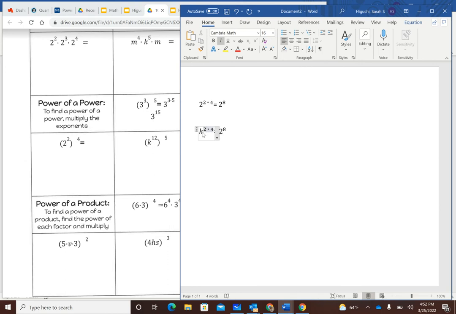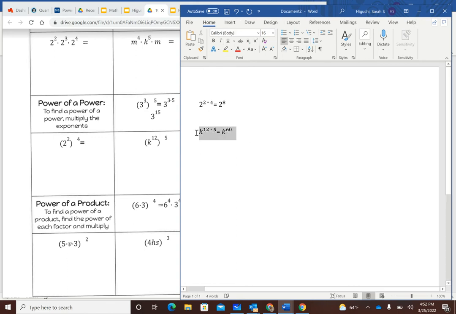You'll see on the inside of the parentheses is k to the 12th power, and on the outside is the fifth power. So we are going to multiply those together, and our resulting product is k to the power of 60, because 5 times 12 is 60.